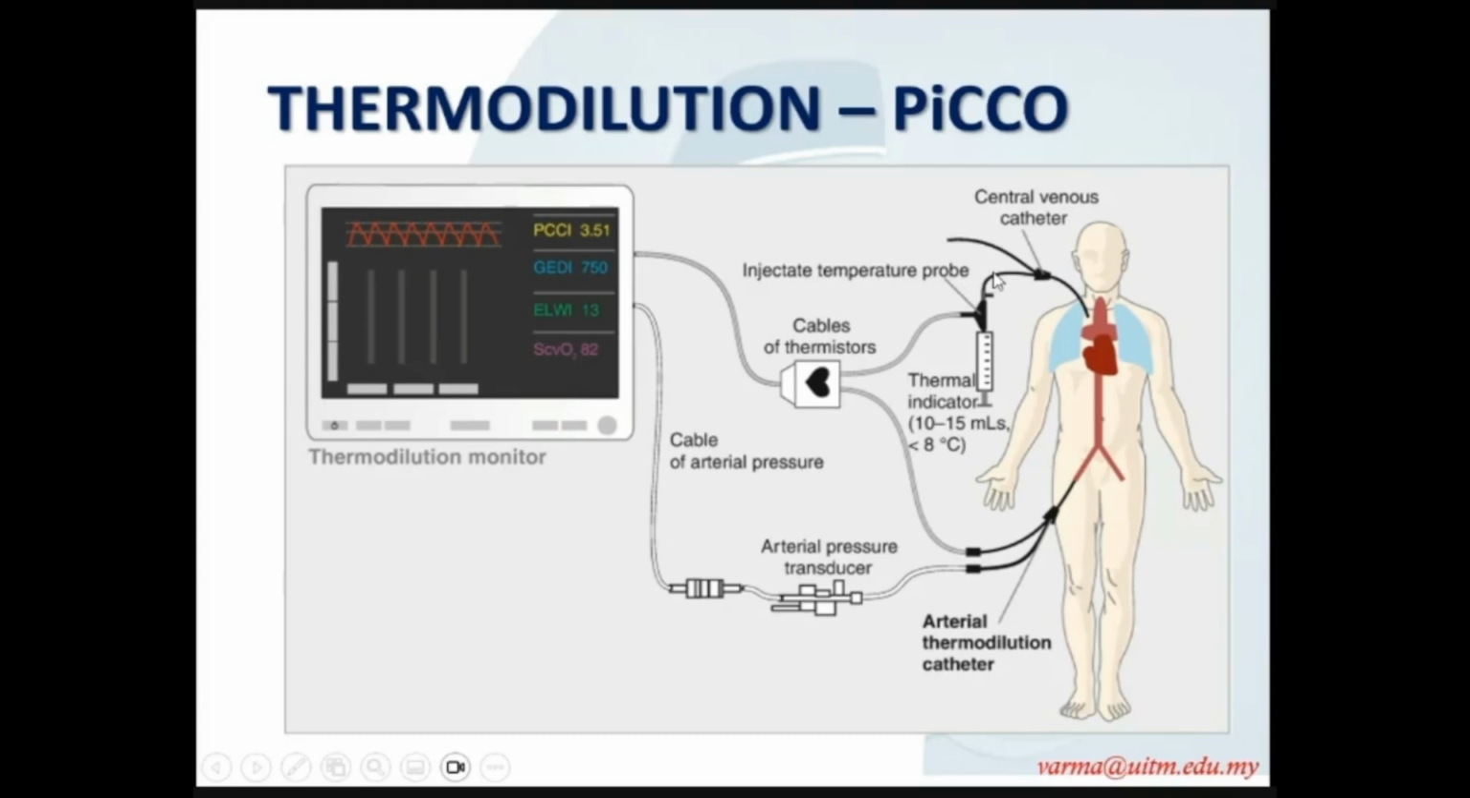You can see the thermistor cable is connected, one to the injectate probe, and then another one to the femoral artery probe. So the thermistor in PICO is situated outside the body, not inside the body. But it detects the temperature change at the femoral artery and also the CVL here.